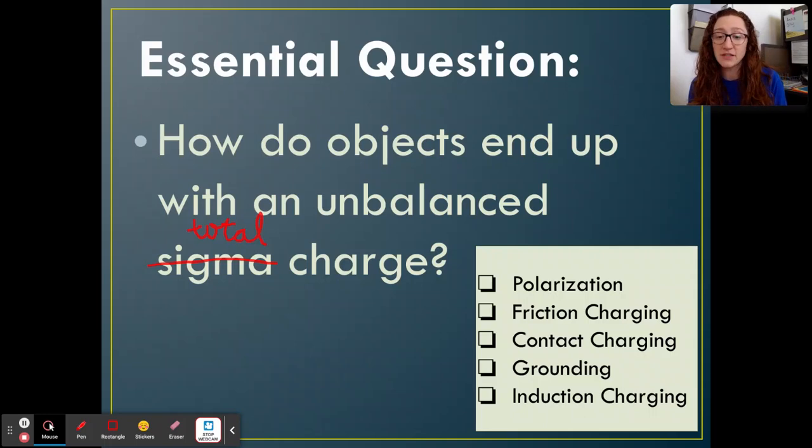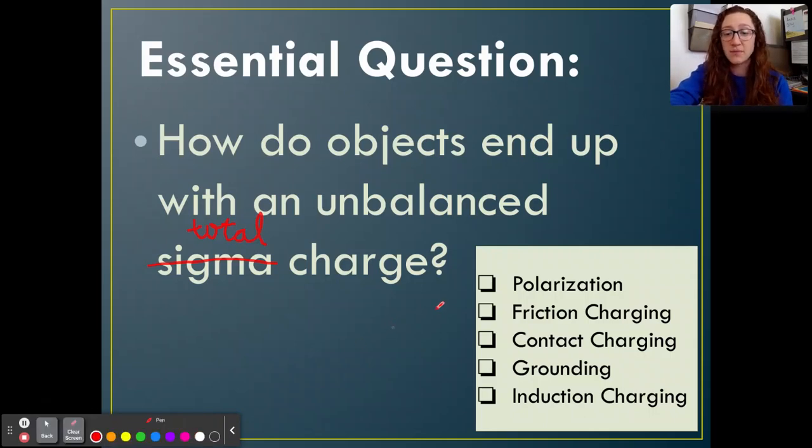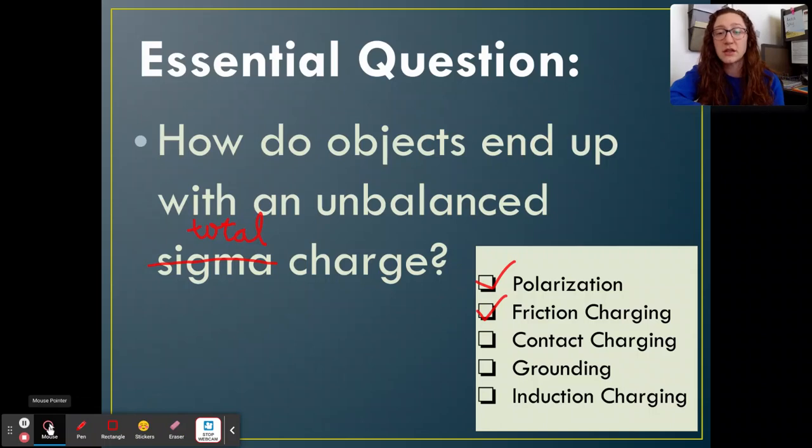This lesson covers 5 different topics of how objects end up with an unbalanced charge. I'm going to focus for this video purely on the first 2, on polarization and friction charging. That's because these 2 concepts work better with what we've previously learned, and friction charging has to do with insulators. So it connects with the lab that you did on static electricity with the tape. And that's going to help you to solidify those concepts before we move into other forms of charging.